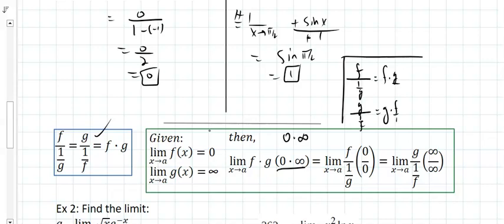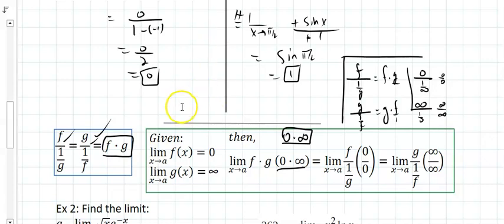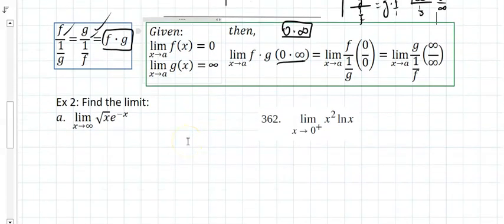So if I have f times g and I'm having 0 times infinity, I can write that as either f divided by 1 over g or g divided by 1 over f. By doing that, instead of 0 over infinity, you're kind of saying I'm going to make it 0 divided by 1 over infinity, which is 0 over 0, or infinity divided by 1 over 0, which is infinity over infinity. Now, of course, you can't play with infinities, but you could play with the limit as x approaches infinity.